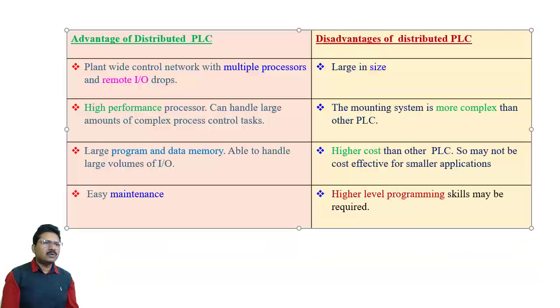Now a few moments about advantages and disadvantages of distributed PLC. Regarding advantages, it is a plant-wide control network with multiple processors and remote I/O drops. A high performance processor can handle a large amount of complex process control tasks. It has large program and data memory and is able to handle a large volume of IOs. Maintenance in this case is very easy.